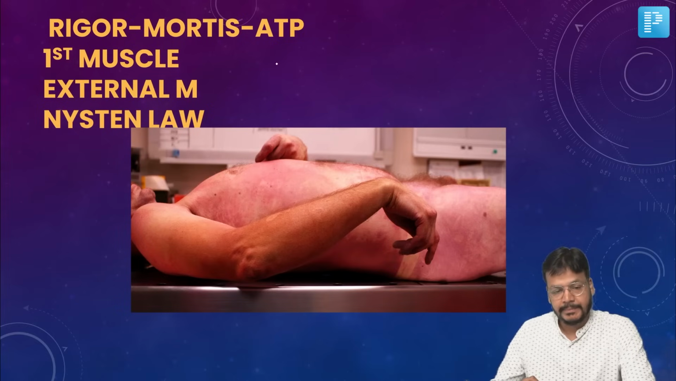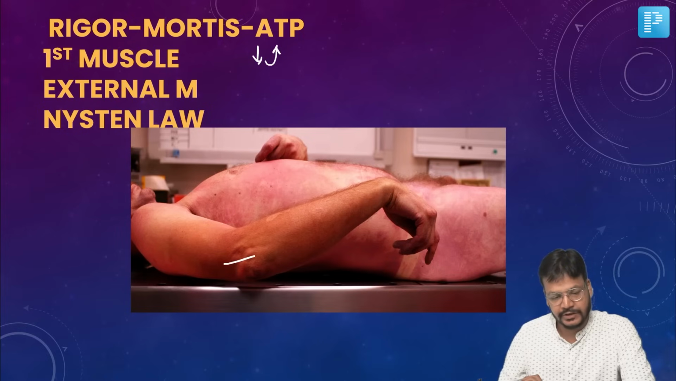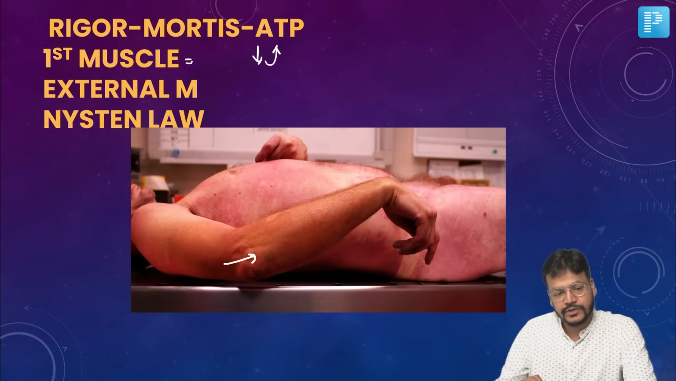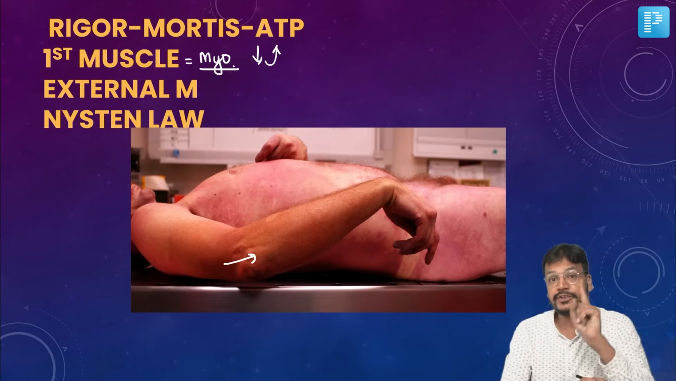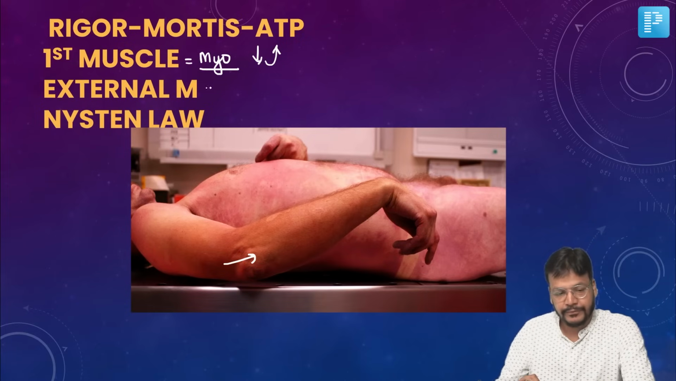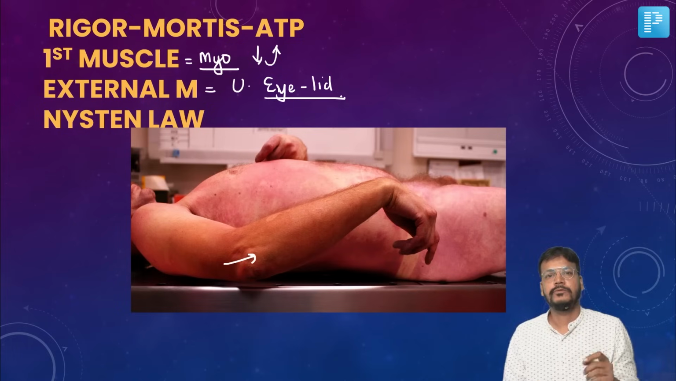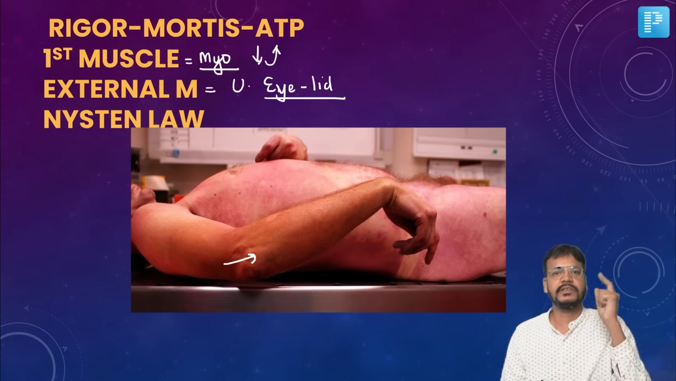Rigor mortis. The mechanism of rigor mortis is ATP depletion. This question comes in exam. This is the stiffening of muscle. The first muscle where rigor mortis develops is myocardium. First muscle is myocardium, involuntary muscle. But first external muscle is upper eyelid. First overall muscle is myocardium. First external muscle is upper eyelid.